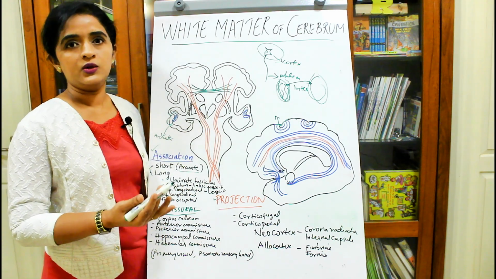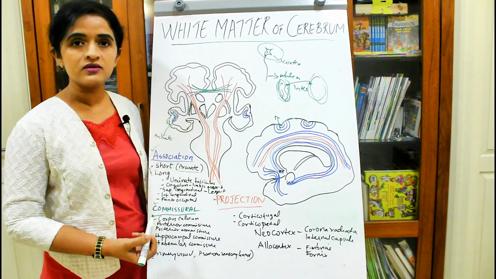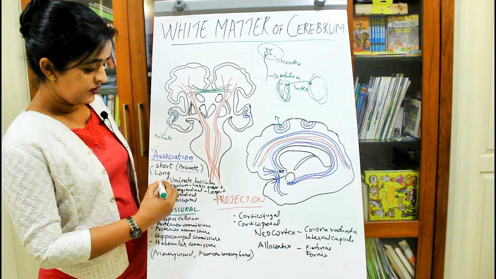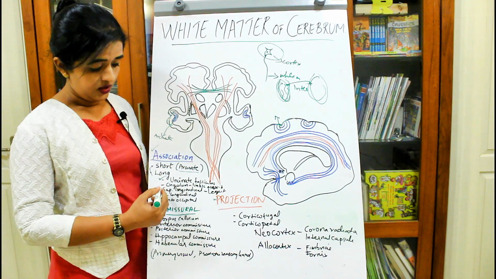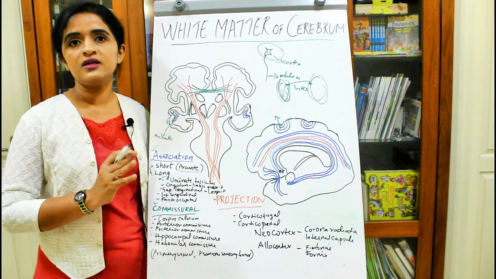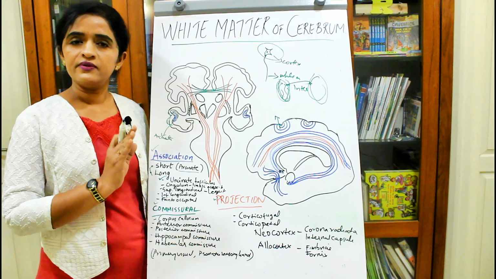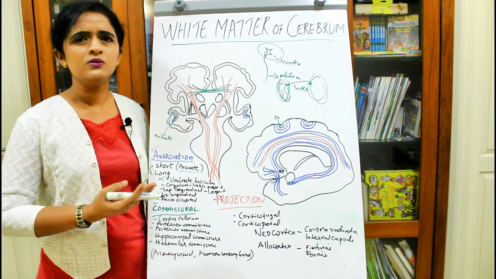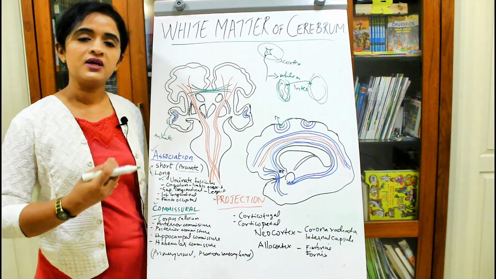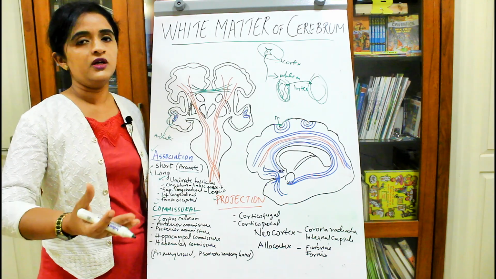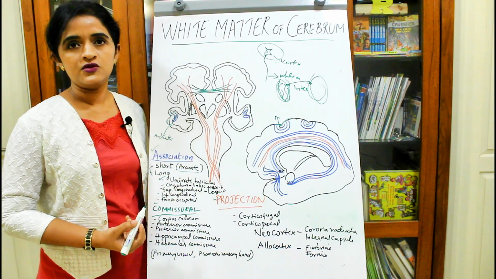Now coming to the long association fibers. You have many examples for the long association fibers. Let's see one by one. The first one is uncinate fasciculus. So before moving on to the long association fibers, you need to know that the cerebrum has 4 lobes. You have the frontal lobe, the parietal lobe, the occipital lobe, and the temporal lobe. I think all of you will be knowing this. These are the basic points. So these long association fibers are basically connecting the different regions of the different lobes of the same hemisphere. Okay. So long association fibers, the first one is uncinate fasciculus.